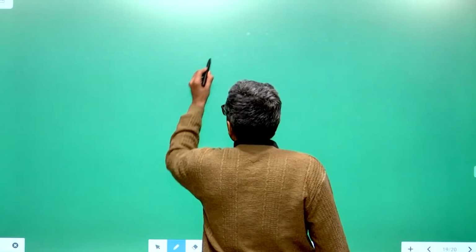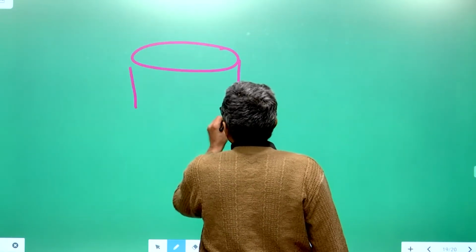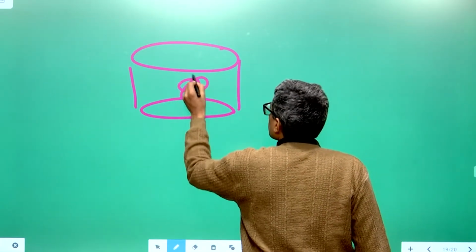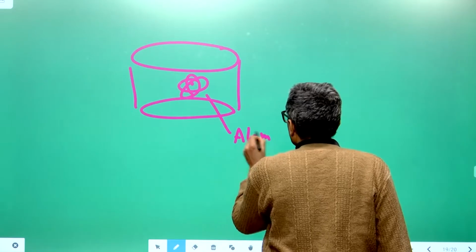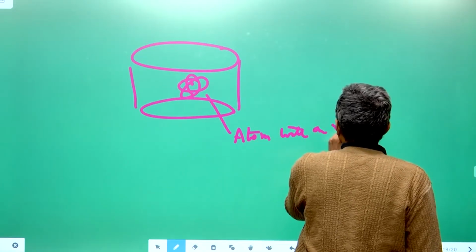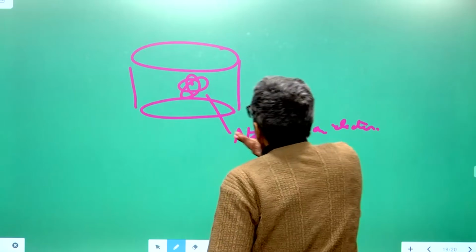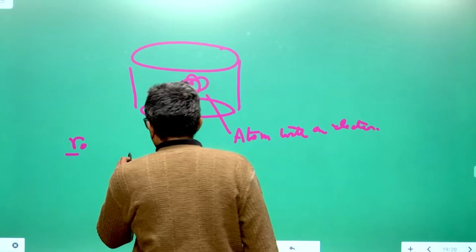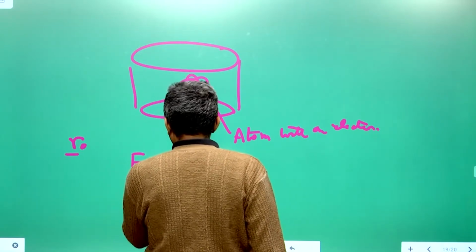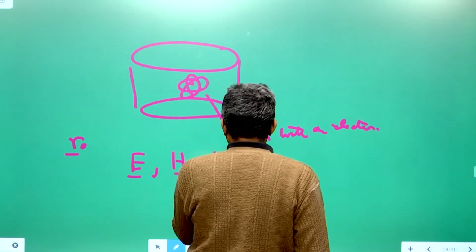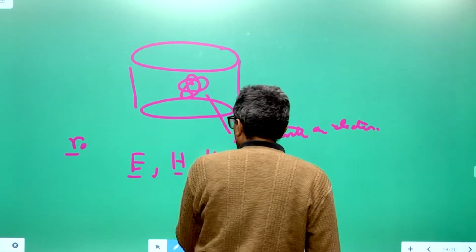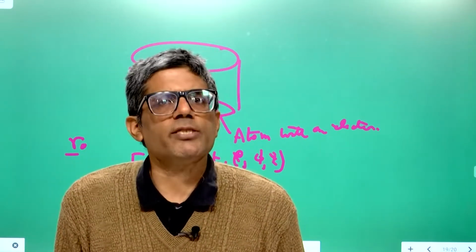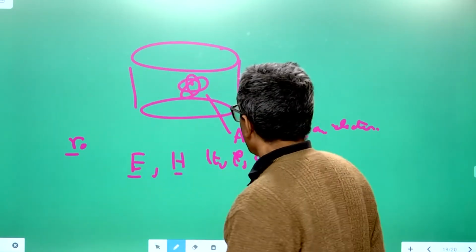Now let us look at the case when you have a cavity resonator with an atom inside like this. So this is an atom with an electron around it. How do you model this system? So you say that the atom is located at the point r0 within the waveguide, and the fields are E and H as a function of t, x, y, z or t, rho, phi and z, and you want to look at the transitions induced by the fields in this atom when it makes a transition from one state to the other, caused by the electromagnetic radiation falling on it.